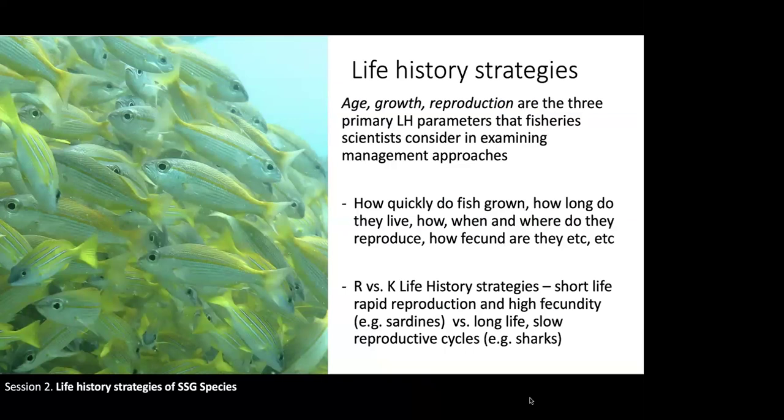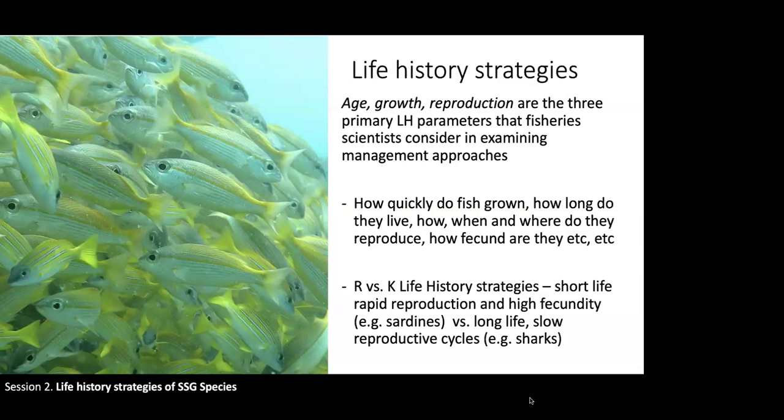So what do we mean by life history strategies? I'm going to give you a very rapid overview on what is a really huge topic. Age, growth and reproduction are the 3 primary life history parameters that fisheries scientists consider in examining management approaches. How quickly do fish grow? How long do they live? How and when and where do they reproduce? How fecund are they, etc.